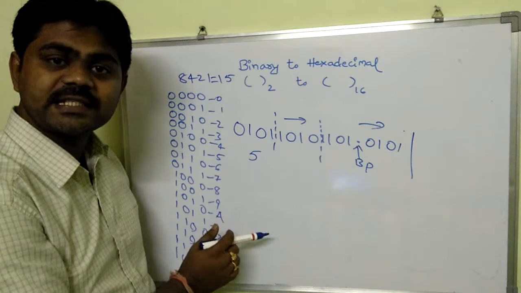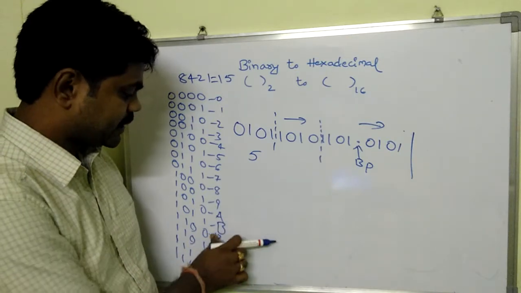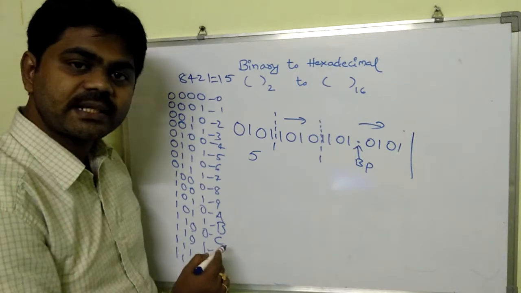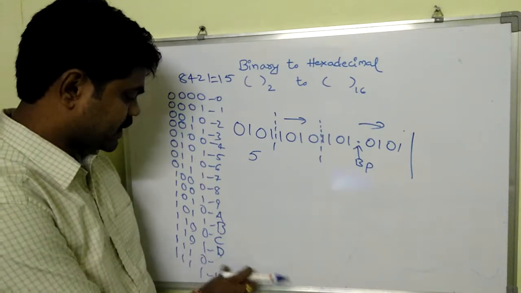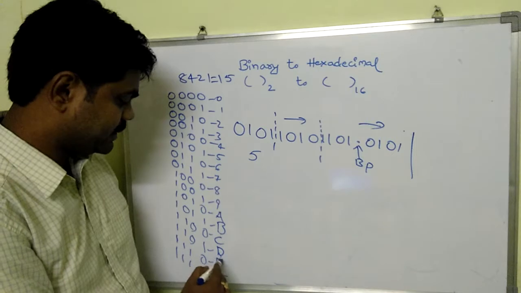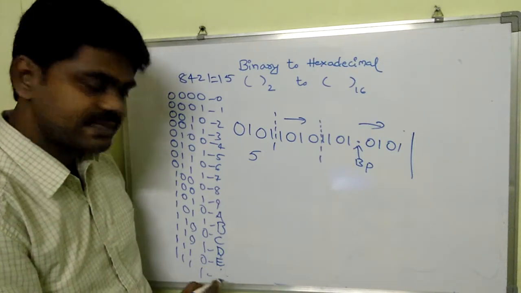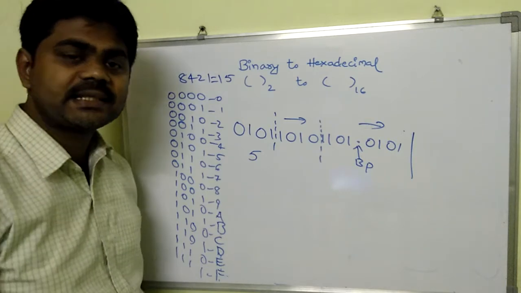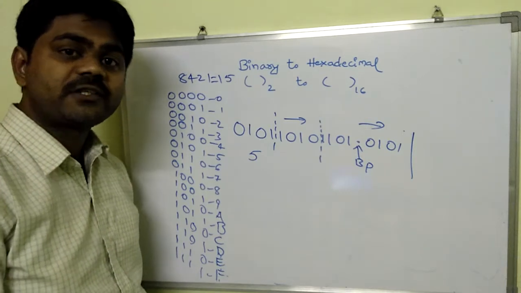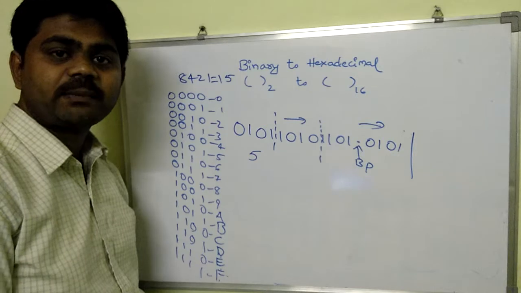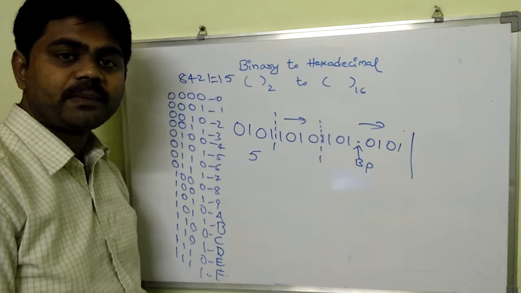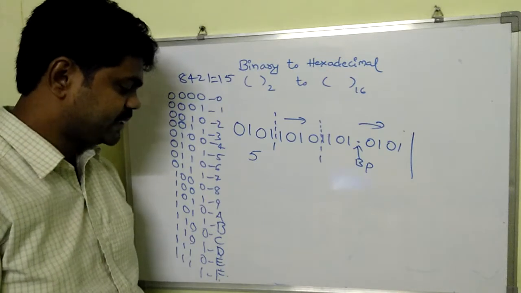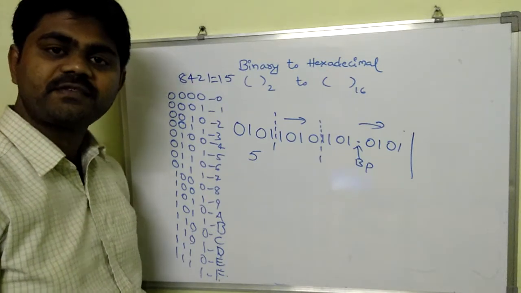And 11th is represented as B, 12th as C, 13th as D, 14th as E, and 15th as F. So this is the format for hexadecimal. From 0 to 9, there is no problem. After 9, we should not write 10. In the place of 10, I should write A. In the place of 11, B. In the place of 12, C. In the place of 13, D. In the place of 14, E. In the place of 15, F.